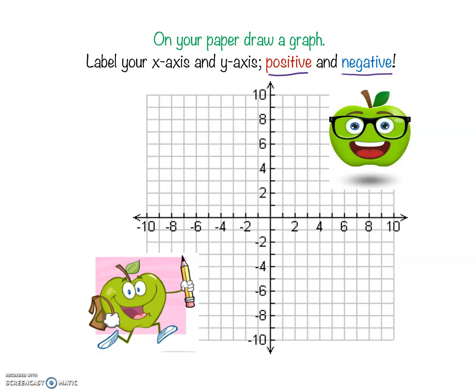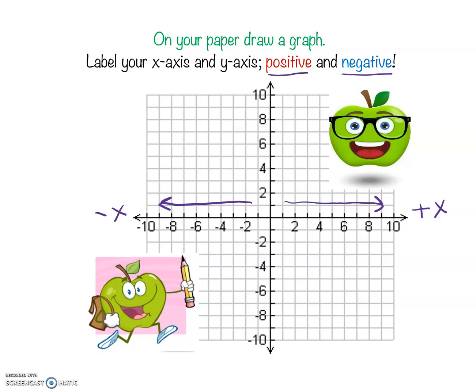So, let's think about this for a second. If we are looking this direction on our x-axis, which direction is this? All of our numbers are positive, so we call this our positive x-axis. Going the opposite direction, our numbers are all negative. So this is our negative x-axis.